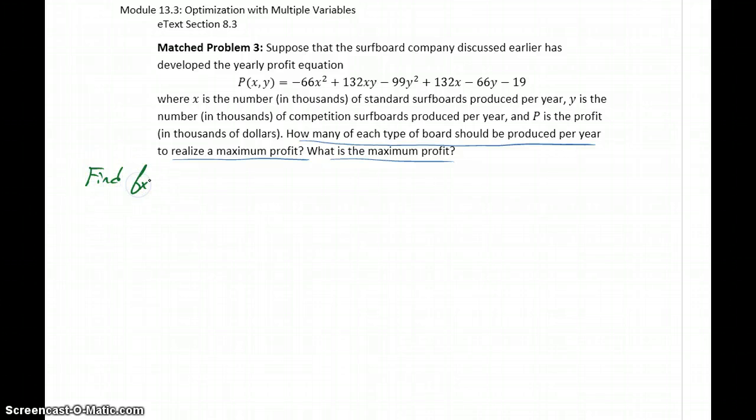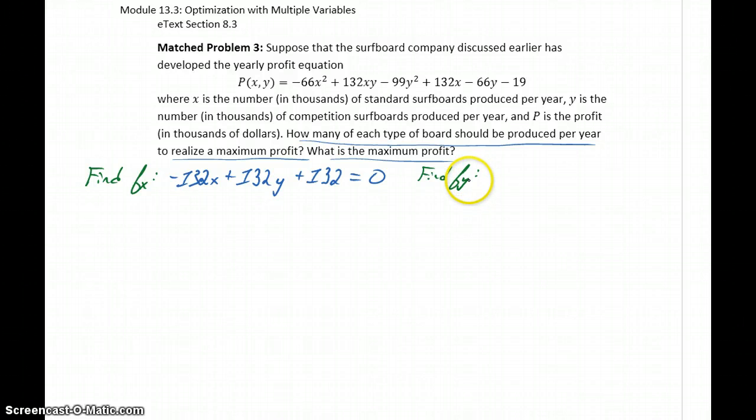So we'll start off by finding the first derivative with respect to X, which will be negative 132X plus 132Y plus 132. We'll set that equal to 0. This is in terms of X and Y, so we can't solve it yet. We'll need to find our first derivative with respect to Y, and then look at solving that system of equations.